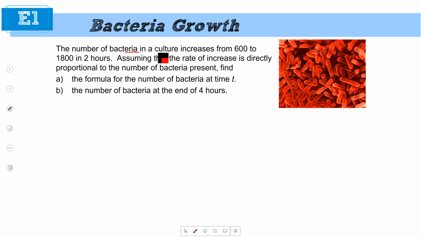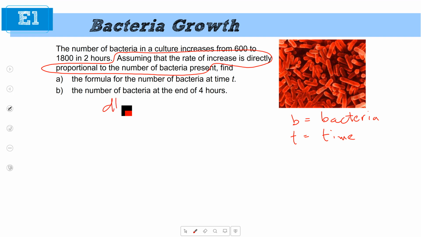Okay. I'm going to start with this sentence here. The rate of increase, well, I need a variable. I'm going to have B stand for the number of bacteria. T is time. The rate of increase, it's implying that it's the increase of bacteria, dB/dt, is directly proportional to the number of bacteria present.